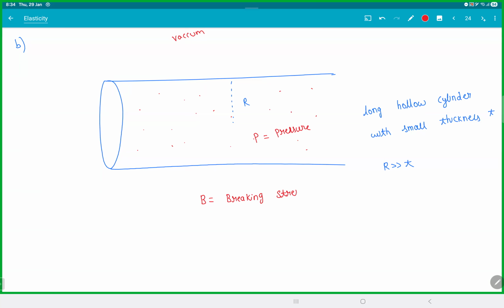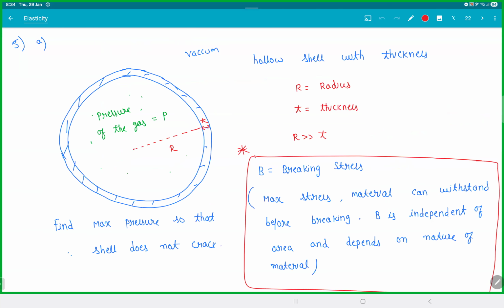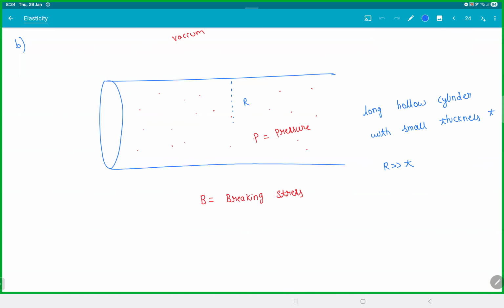Last class, I gave you a hemisphere, right? Sphere. Same thing. This time I made a cylinder, a long cylinder. So you can ignore the edge effects actually. Find max pressure so that the shell doesn't crack. This is a good one. Hope you remember how we did last time.